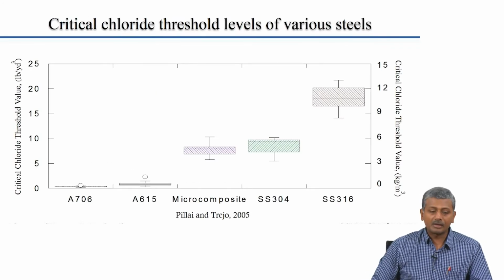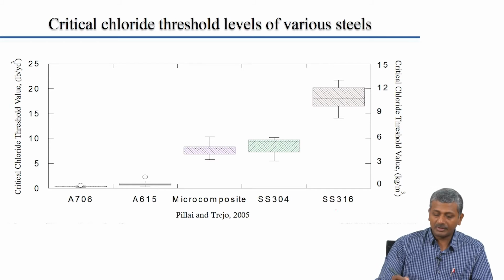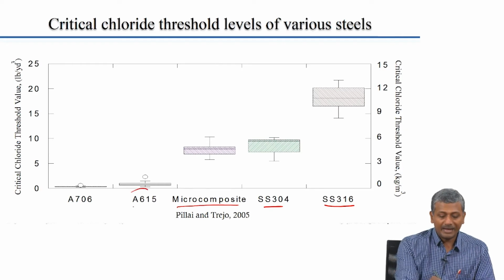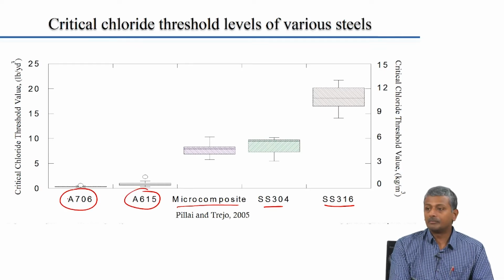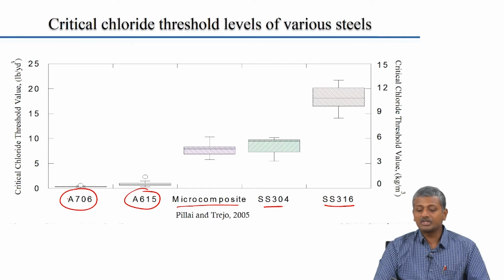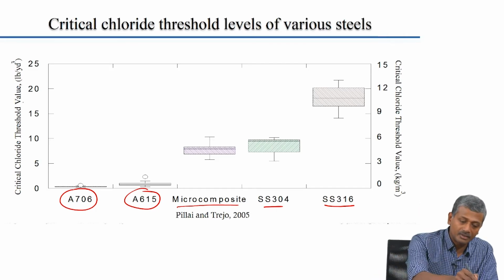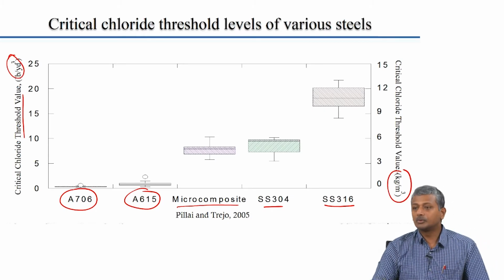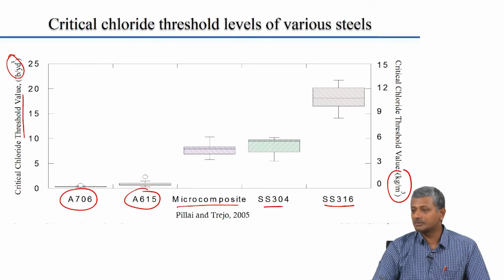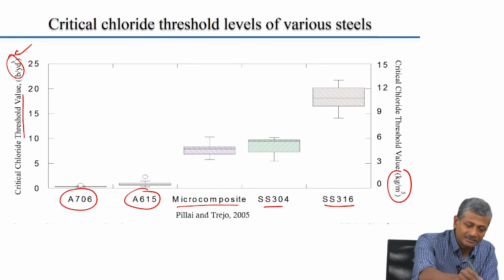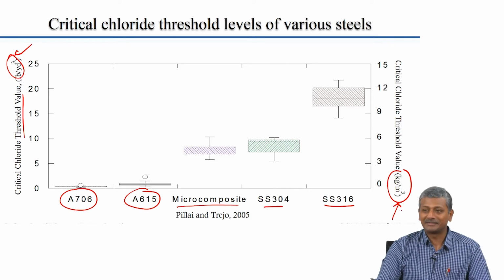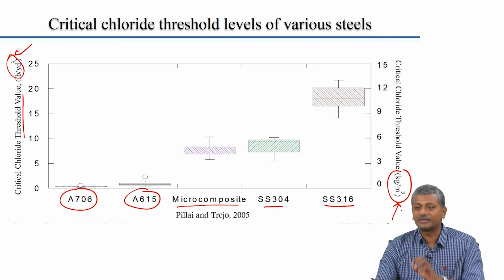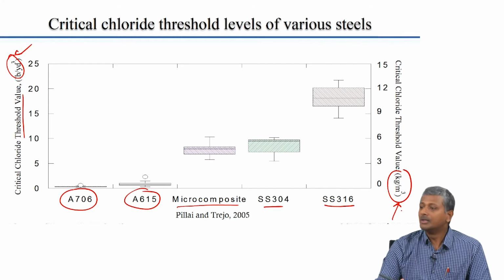Now, looking at critical chloride threshold levels of various steels, these are stainless steels SS 304 and 316. There is a micro composite steel, and you have your regular brands of reinforcing steel. You can see the range of performance is quite different. So, this is critical chloride threshold value in pounds per cubic yard, and this is in kilogram per cubic meter. Of course, when you work in the US, you have to put both these values, because Americans will not understand anything other than this. Other world people cannot understand anything other than this. So, you need to put both these values. So, you get totally different results when you test different types of steel. So, critical chloride threshold will vary with the type of steel that you use in the concrete.